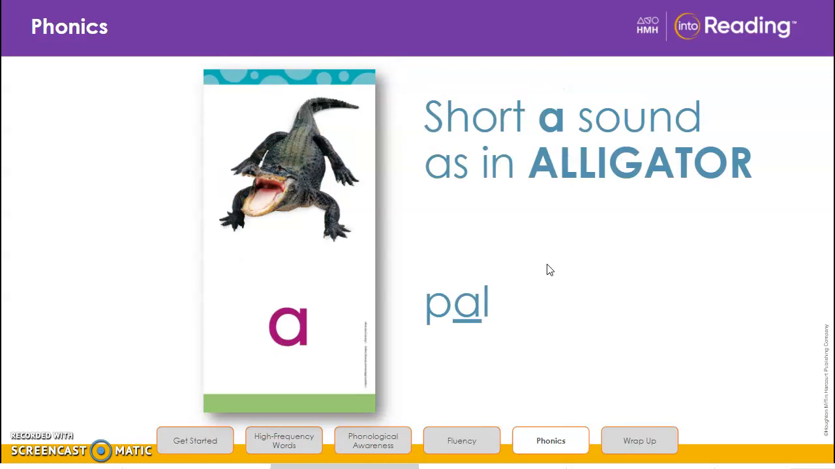Now let's work with some vowels we have learned. Remember that alligator begins with the short A sound, a. The letter A can stand for the sound a at the beginning or in the middle of a word. Look at the word pal. Say it with me. Pal. The letter P is a consonant, the letter A is a vowel and can stand for many sounds, and L is a consonant. When there is only one vowel and it is followed by a consonant, the vowel usually stands for the short vowel sound.